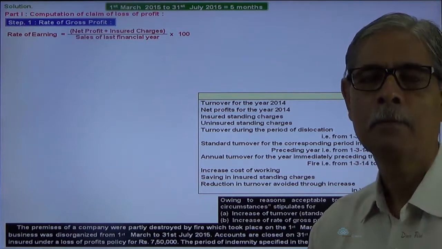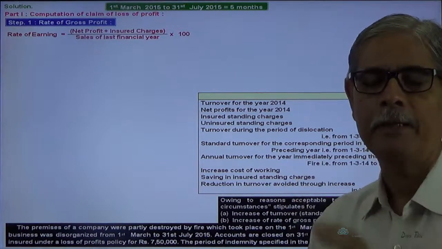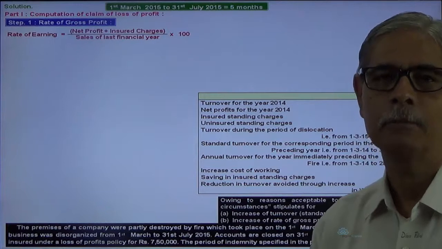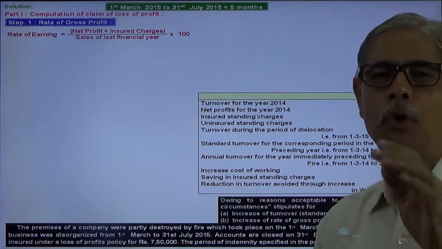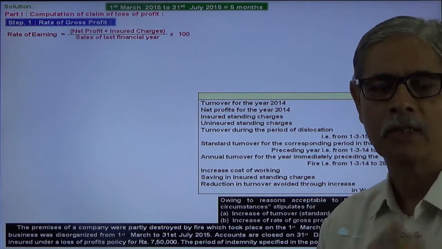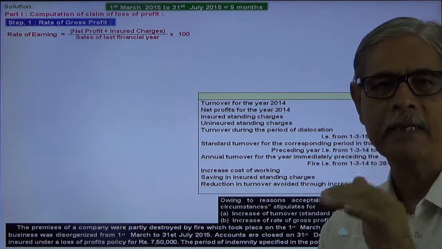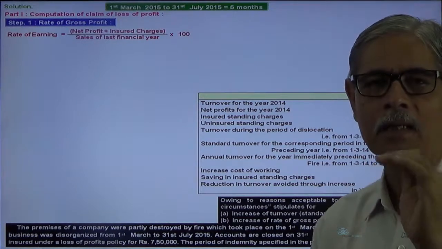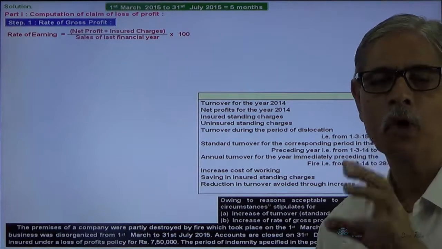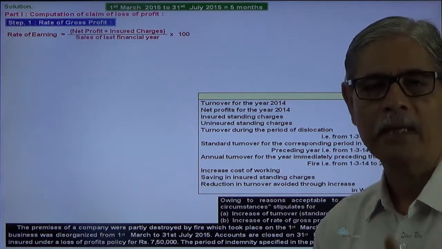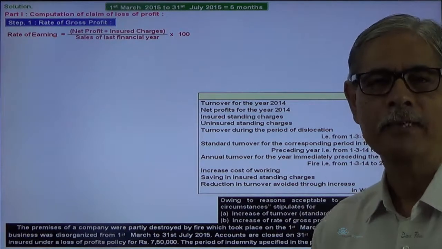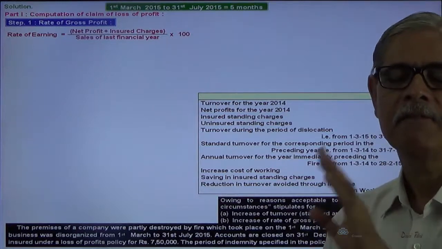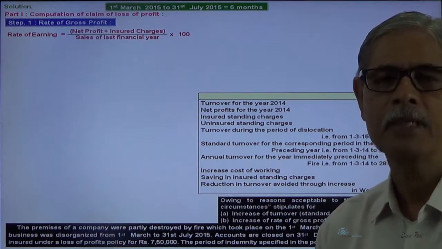In case of insurance claim, the definition of the term gross profit is different. After fire, not only does loss of net profit occur, but because of the decrease in sales, the fixed expenses are left unrecovered. So when you want to make a claim for loss of profit, you should make a claim not only for loss of net profit, but also for fixed expenses which are likely to be not recovered in the absence of sales.